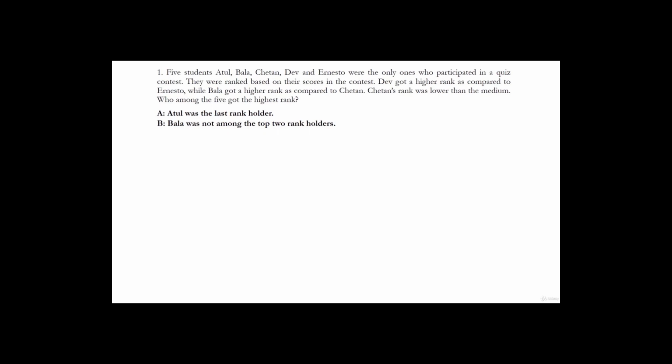Now, to answer this, let us consider each statement alone first. The first statement: Atul was the last rank holder. So Atul will be in the last position, that is 5th rank. And Chetan's rank was lower than the median, which means he cannot be in 3, 2 or 1. So Chetan must be the 4th rank holder.